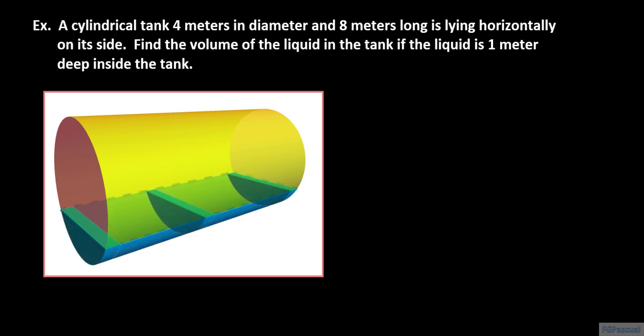Next, we use vertical planes, or planes perpendicular to the central axis of the tank, to slice up the volume. The result are these half-moon-like cross-sections that are identical in shape and in area.